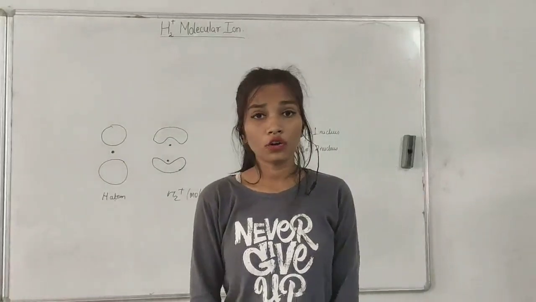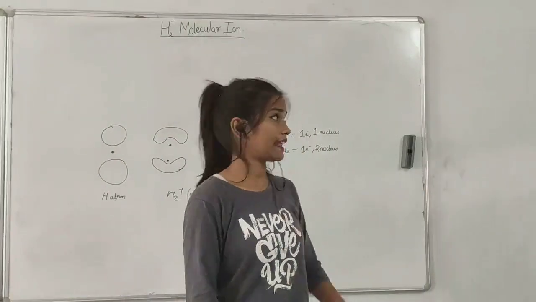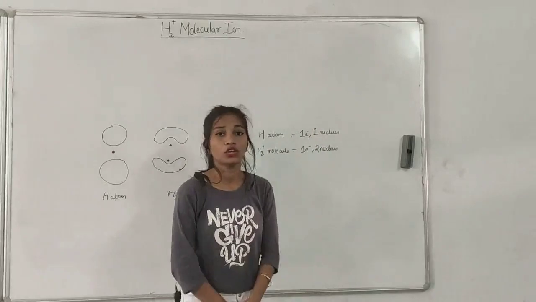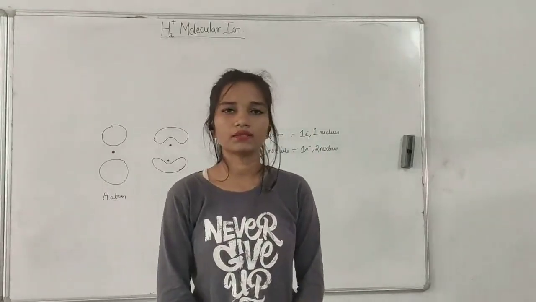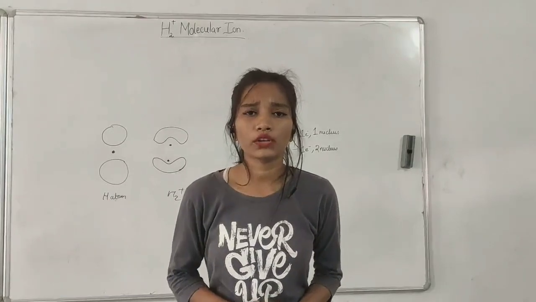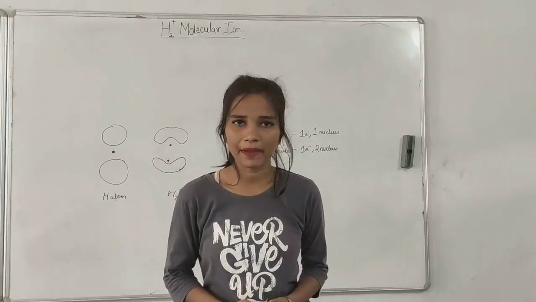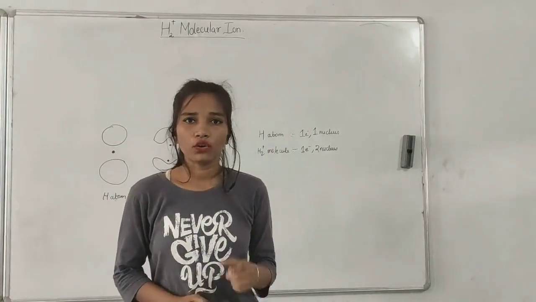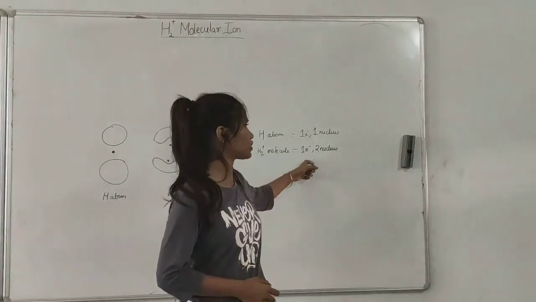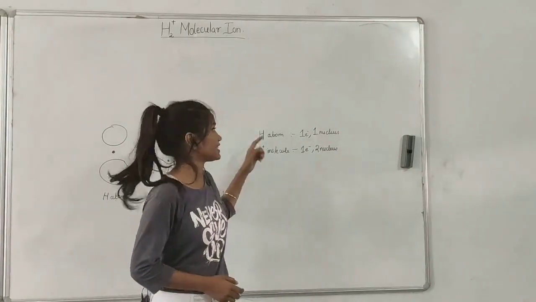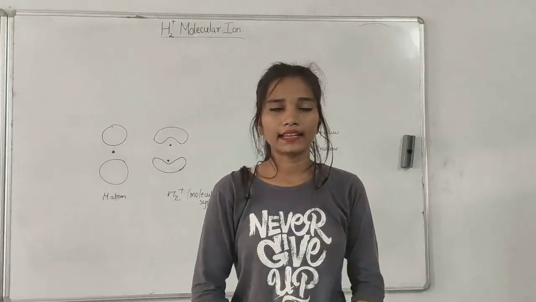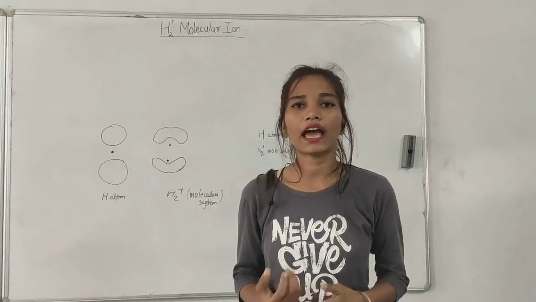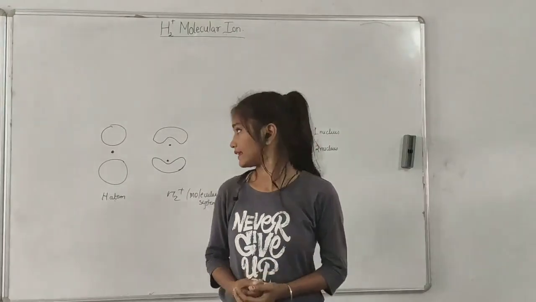As you all know about the hydrogen atom, it contains one electron and one nucleus. So we will be learning about H2 plus ions, H2 plus molecules. This is the only molecular system which has been solved by quantum mechanics. As we know, the H2 plus ion contains one electron and two nuclei, so it is equivalent to a hydrogen atom. Let us learn how to actually solve the equation in quantum mechanics.